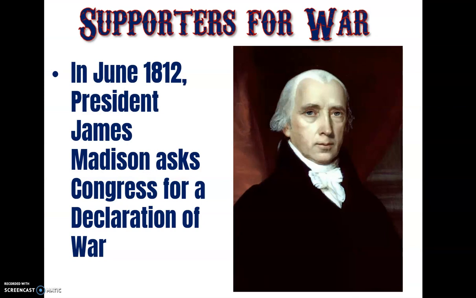So all of these causes come together, and in a perfect storm, it ends up becoming that James Madison asked Congress for a declaration of war. And in June 1812, James Madison successfully gets the United States to declare war on England. So we declare war, the War of 1812, in 1812. Should be relatively easy to remember. All right, so those were the causes of the War of 1812.